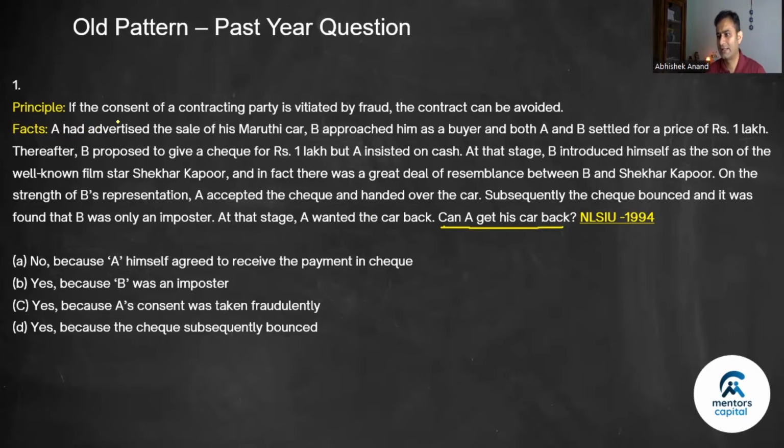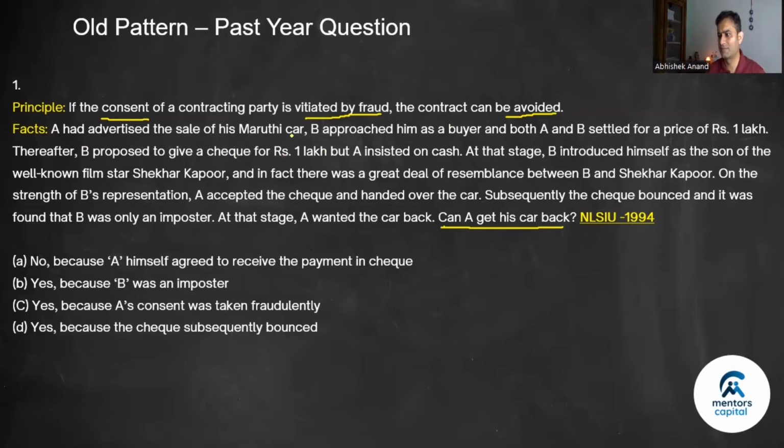Now, the principle said, if the consent of a contracting party is vitiated by fraud, as in you receive the consent because of some fraud, because you committed a fraud, this contract can be avoided. Okay. So all we have to figure out from the facts was whether the consent was achieved by committing a fraud or not. Look at the facts.